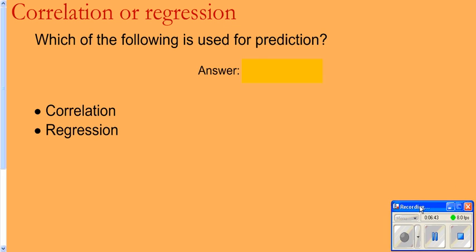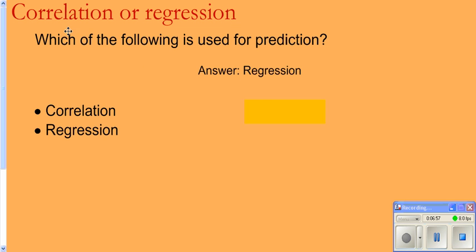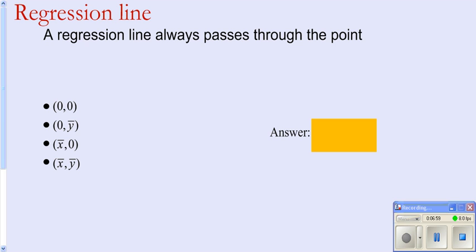Which one of these do we use for prediction? Do we use our correlation or regression? Remember, correlation only measures your strength and your direction. Your regression is your least squares regression line, and that's what we use for prediction. Also, your regression line, remember, always passes through the average of the x's and the average of the y's.